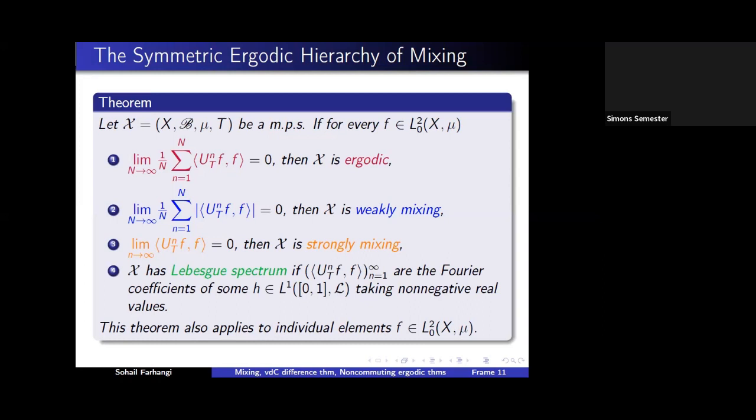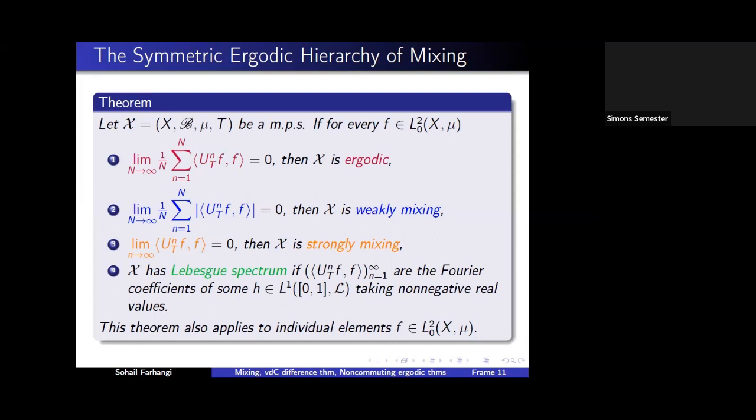And now if I want to check if my system is ergodic, I don't need to check that these inner products go to zero for every F and G. I can just check for every F and F. So that's a lot less to check. And similarly for weak mixing, I don't need to check for every F and G. I can just check for every F and F. So if these averages go to zero for F and F, then the averages will also go to zero for F and G. That's the content of the theorem.